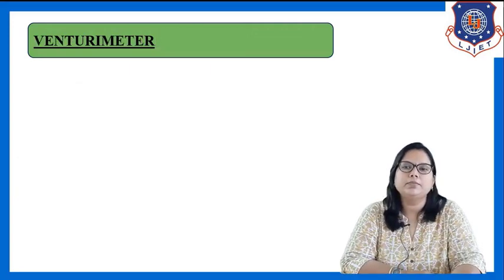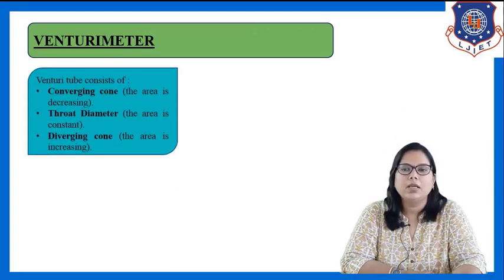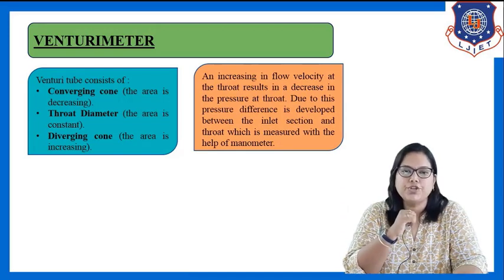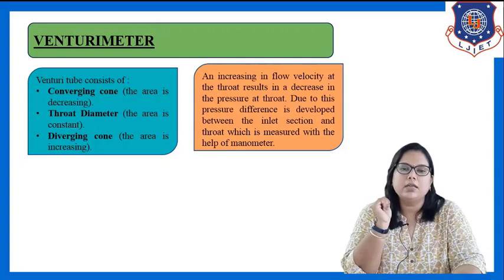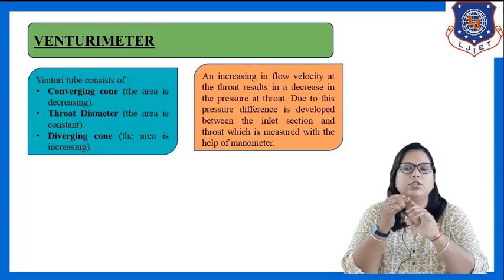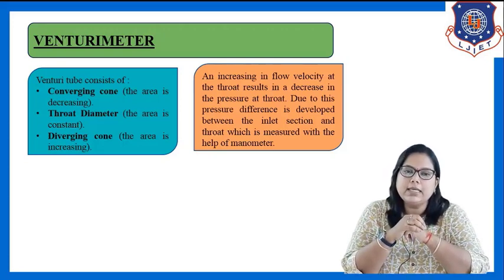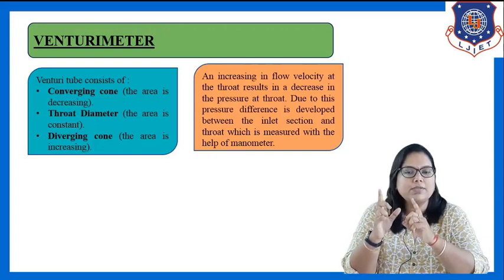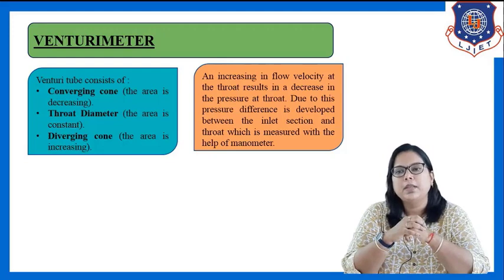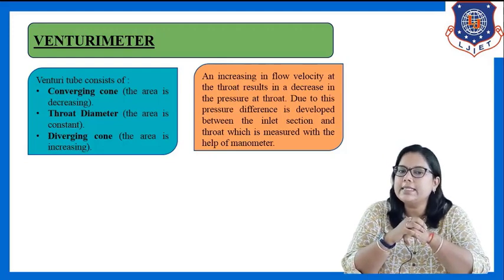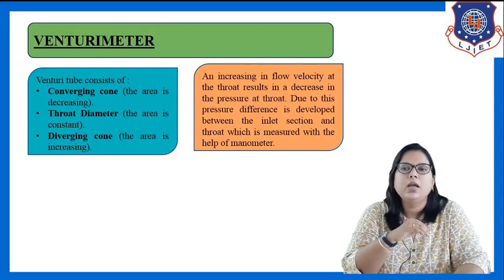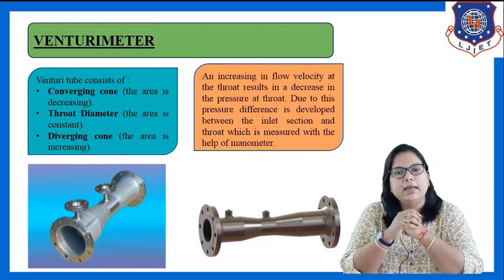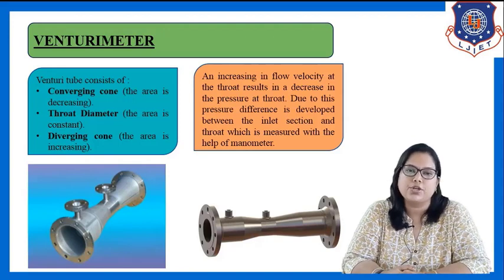In variable head meter, first is Venturimeter. Basically, Venturimeter consists of three sections. Venturimeter, which comes under variable head meter, consists of three sections: converging cone, throat diameter and diverging cone. Basically, these sections are divided based on the area. The area is fixed, as this flow meter comes under which category? Variable head meter. Converging cone is nothing but the area decreasing section. The area of flow is decreasing. Throat diameter is nothing but the constant cross section or constant area, and the diverging cone is the area increasing section.